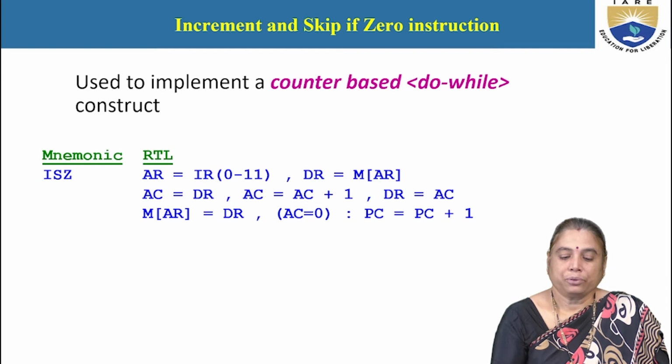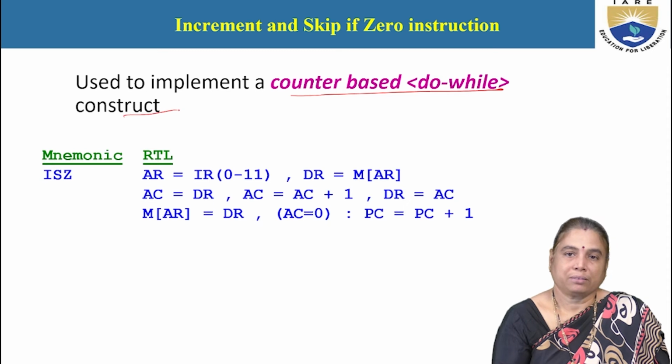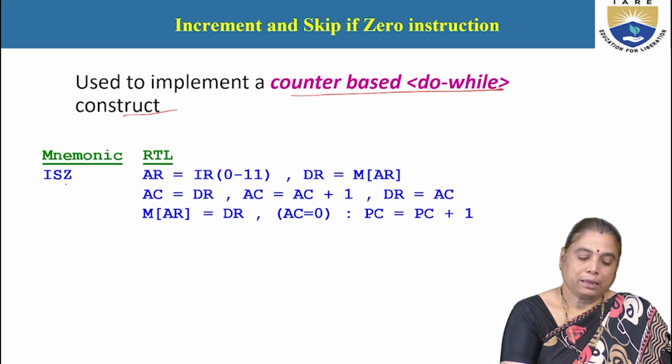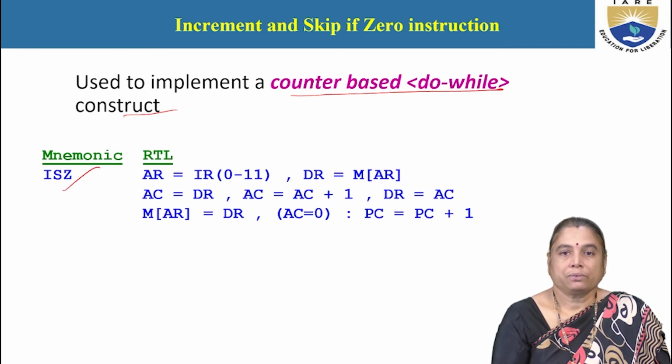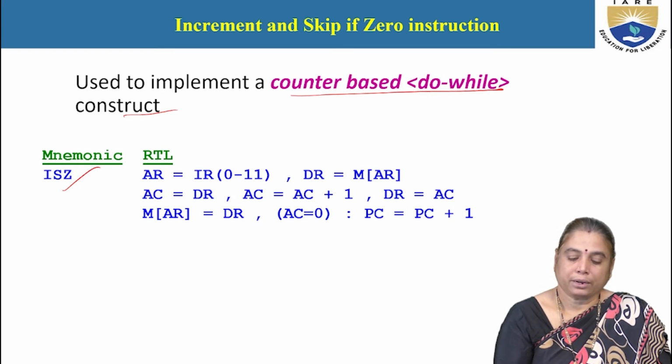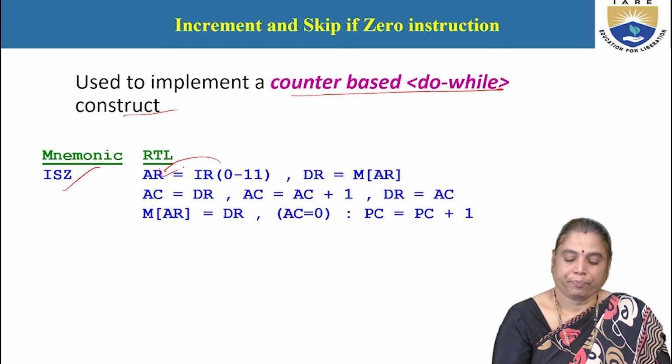This is used to implement a counter-based do-while construct, as in high-level languages. In a similar way, you can use the increment and skip if 0 instruction, which is mentioned as ISZ. The micro operations performed in the case of ISZ can be denoted in RTL. First, the address register takes the 0 to 11 bits of the instruction.